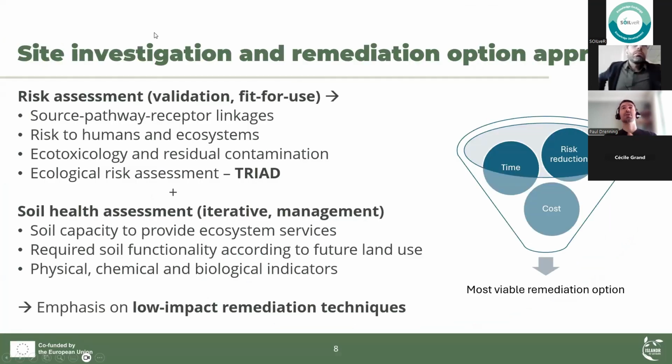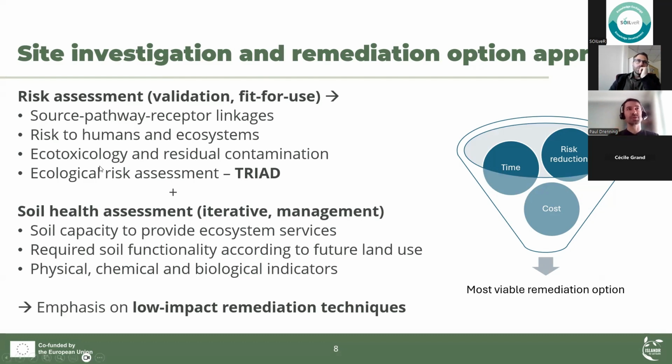And so I want to show in a little bit of detail what some of these steps mean. First, thinking about the site investigation and remediation option appraisal, this is typically based primarily on the risk assessment, which is a validation step to determine whether our planned future land use can actually be suitable for the site as it is, so determining this fitness for use. And this risk assessment is based on these source-pathway-receptor contaminant linkages to determine an actual risk to humans and ecosystems. We're also potentially considering ecotoxicology and residual contamination.